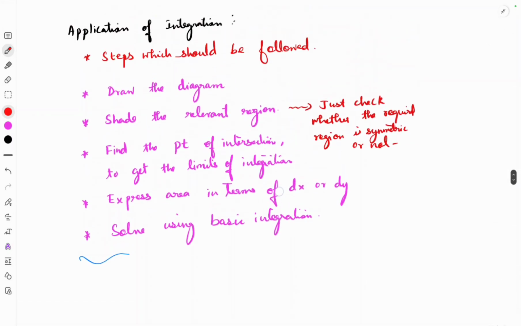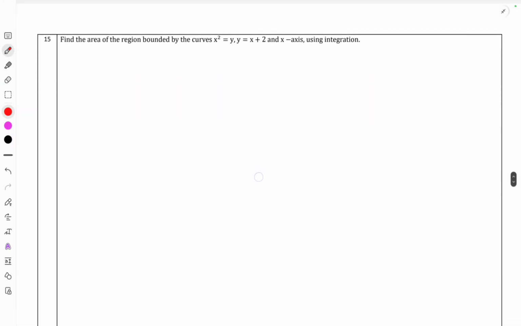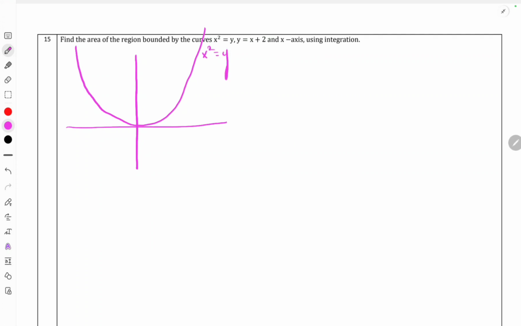Now these are the steps which I have written in the beginning. First we have to draw the diagram. Next, shade the relevant region. Now first, x square equal to y looks like a parabola, opening upward. So I have to draw one parabola which opens upward like this. So this is x square equal to y. And y equal to x plus 2 is of the form y equal to mx plus c. So m is the slope, which is 1.